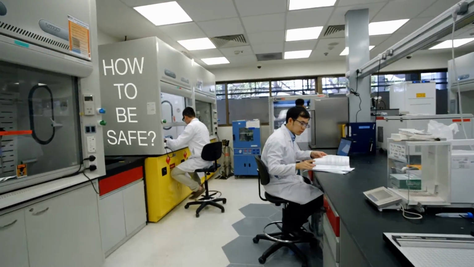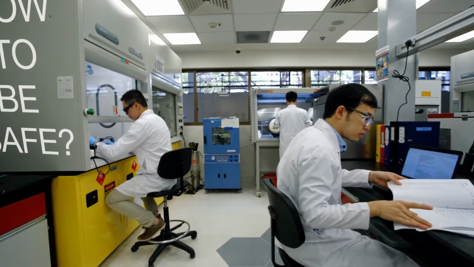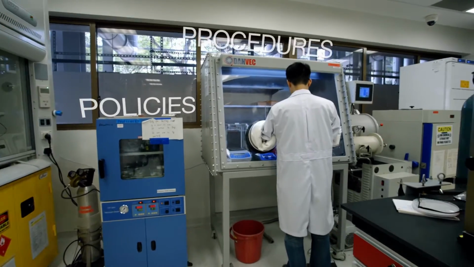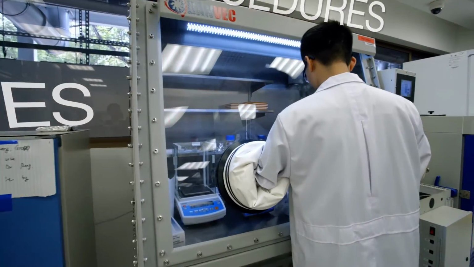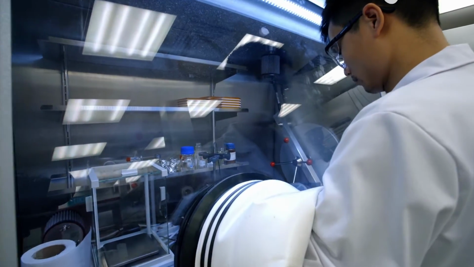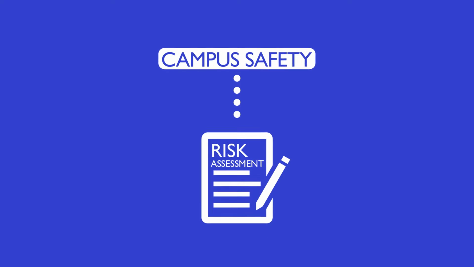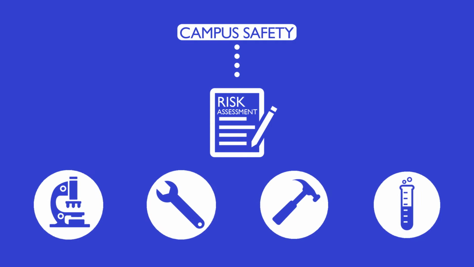So how do you keep yourself safe while working in a laboratory? You need to follow the safety and health policies and procedures of the laboratory, which are derived from the risk assessment process. Risk assessments are an integral part of campus safety and are to be conducted before the commencement of any activities in the laboratory.